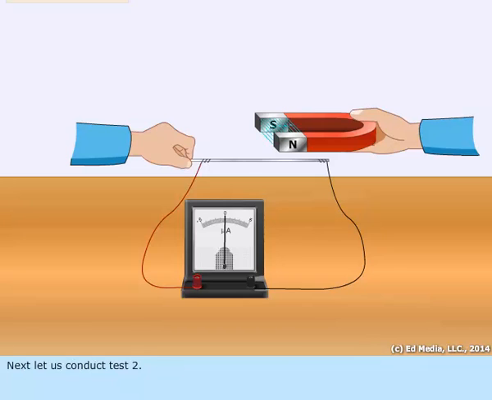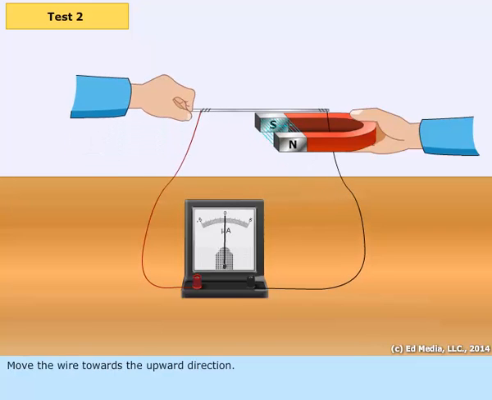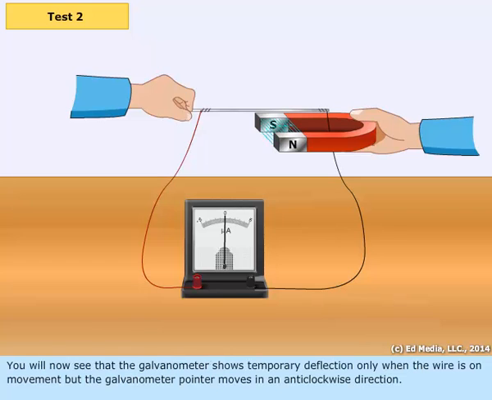Next, let us conduct test number 2. Move the wire towards the upward direction. You will now see that the galvanometer shows temporary deflection only when the wire is in movement, but the galvanometer pointer moves in an anti-clockwise direction.